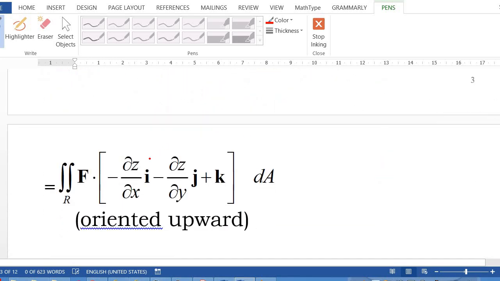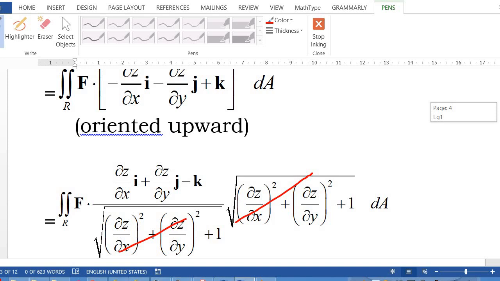That's why, to evaluate the flux integral when the unit normal vector is pointing up, we have the double integral of F dot the normal vector dA, oriented upward. Then F dot negative ∂z/∂x i minus ∂z/∂y j plus k, dA over region R. You project the surface S onto the XY plane, and then you get your region R.